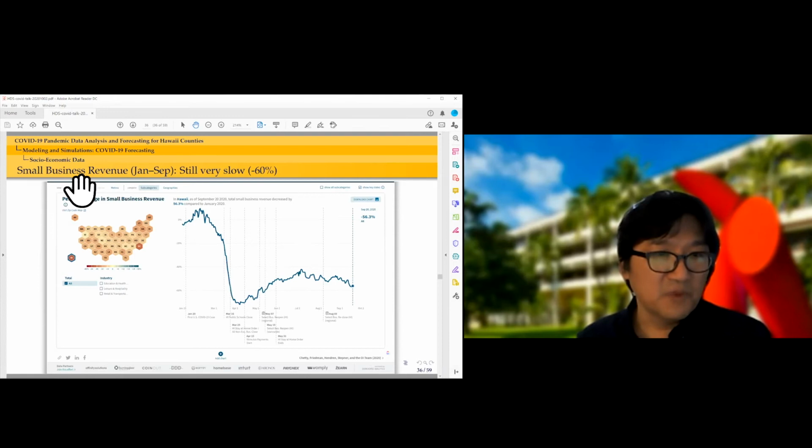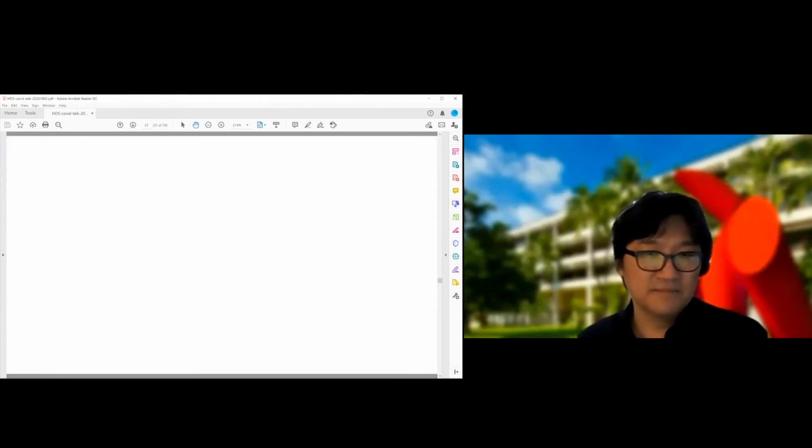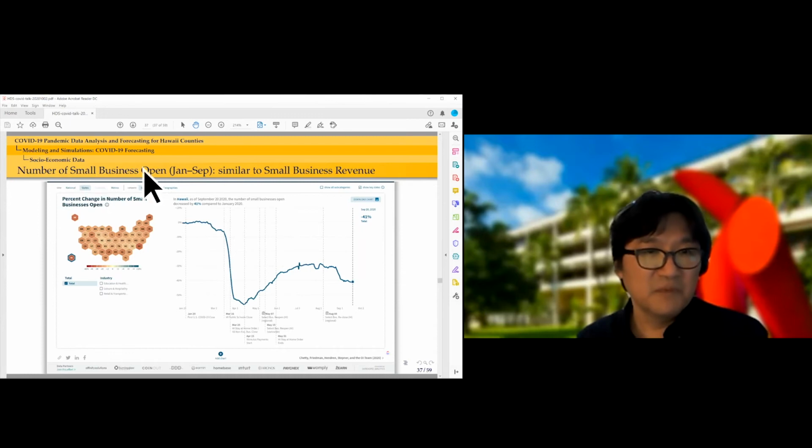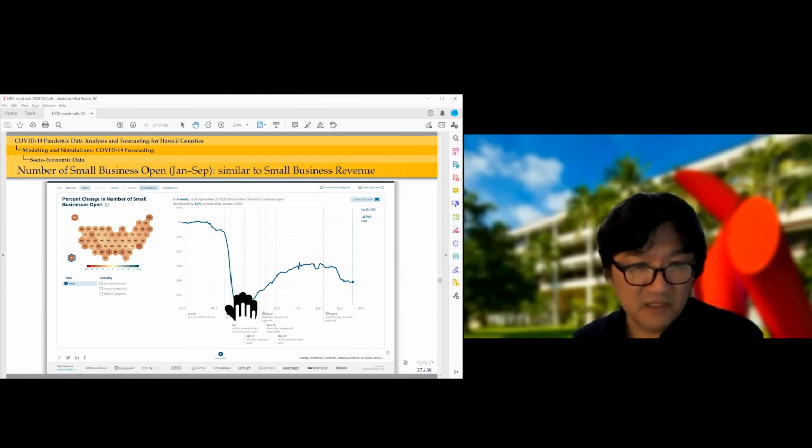And then this is small business revenue, coming down in March and April, and slowly recovering. But again, this recovery is somewhat negligible compared to the previous one, because it didn't fully recover, or almost not. This is the number of small businesses open. The trend of this one and the previous one are kind of similar. From zero, which is normal, it decreases 50% and recovers like 20%. So we are somewhere in the negative 30%.